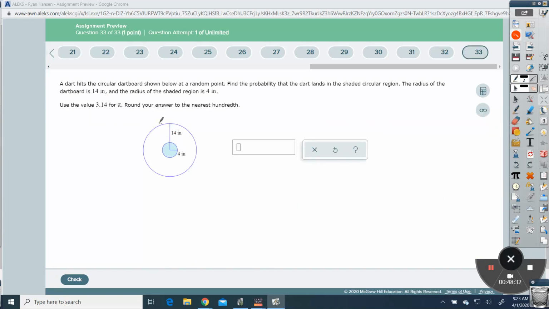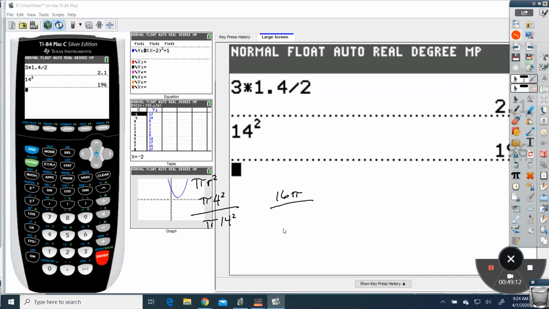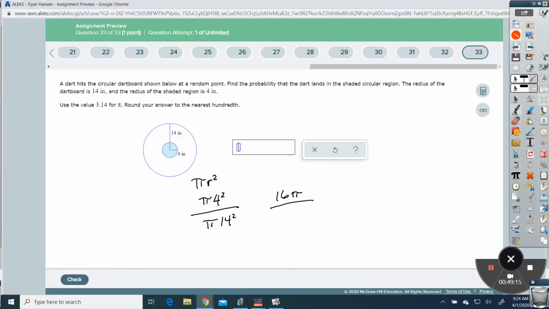So this one says a dart hits the circular dartboard shown below. Find the probability that the dart lands in the shaded circular region. So to find the probability, remember it's the area of what we're after over the area of the total. So pi r squared is our formula for area. So that's pi times 4 squared over pi times 14 squared. So 4 squared is 16. 14 squared, I believe, is 196. Let's hurry and make sure. So 196. So 16 pi over 196 pi. The pi's will cancel off.